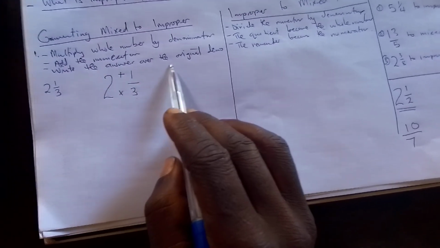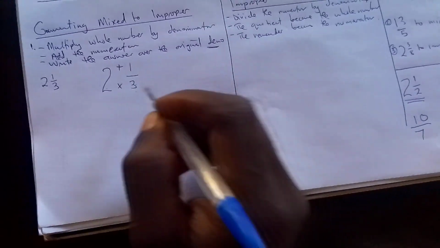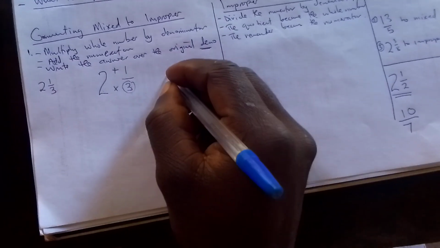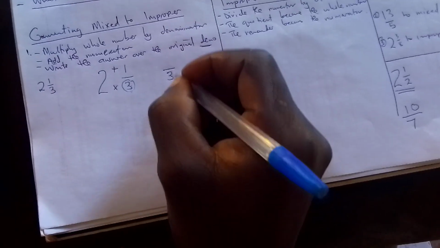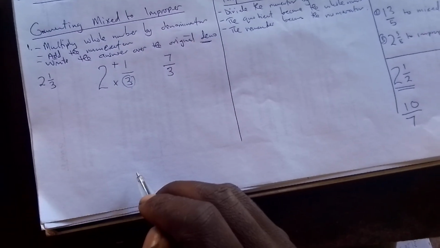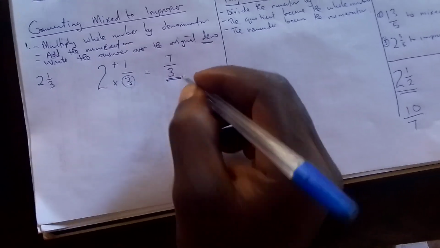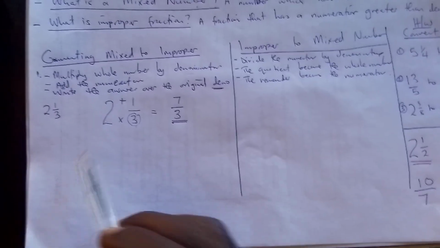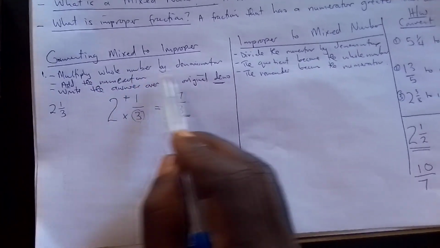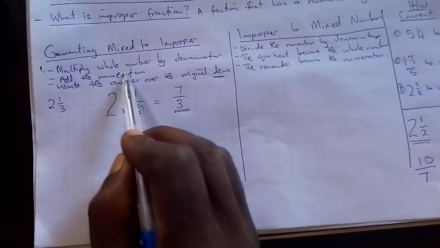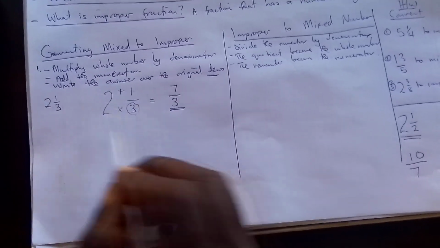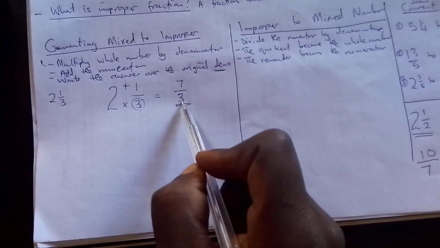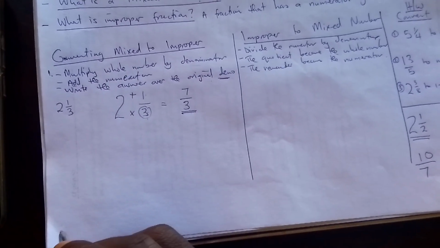Write the answer over the original denominator. Our original denominator is 3. So our denominator is going to remain as 3. Our numerator is going to be 7. This is how we rewrite a mixed to improper. Let's recap. Multiply the whole number by the denominator, 2 times 3. Add the numerator plus 1, 7. Rewrite over the original denominator. Our original denominator is 3. We have 3, and then 7. Okay?